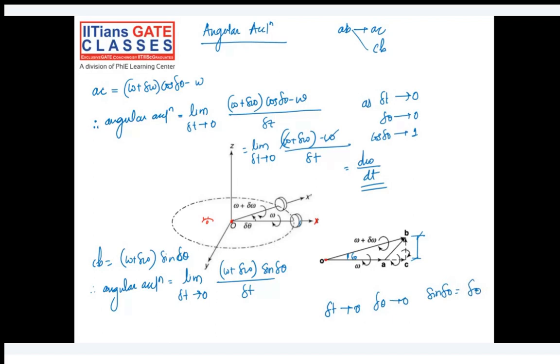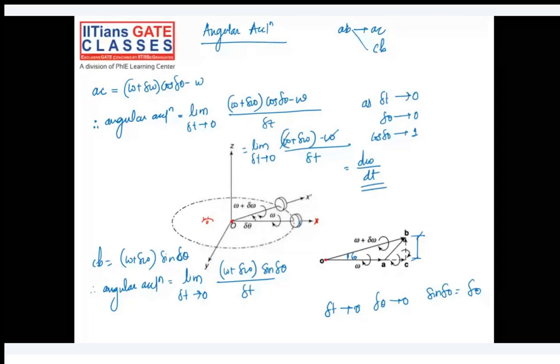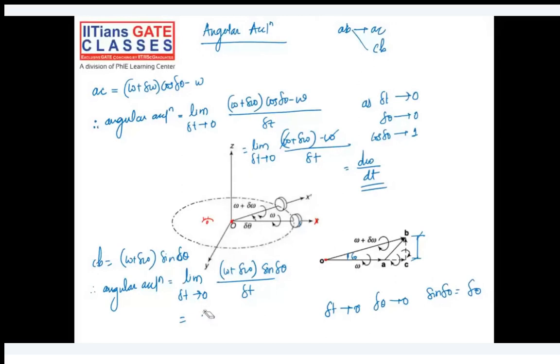When we go very close to 0, now if you put that in here, what we'll get is omega plus delta omega times delta theta by dt, and as delta omega is a smaller quantity, I can write it as omega d theta by dt. I'm replacing delta with a d using limits, so I can write it as omega d theta by dt. This is the angular acceleration in the normal direction, or around the y-axis, we can say.